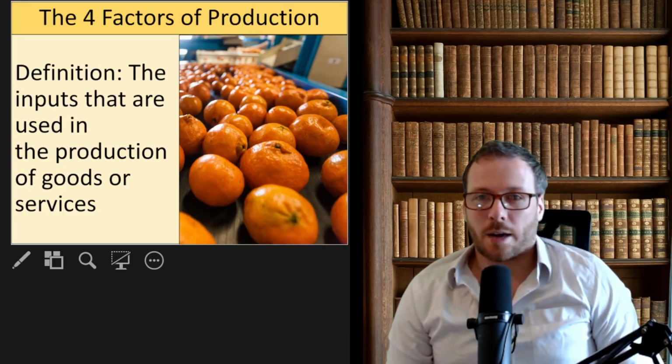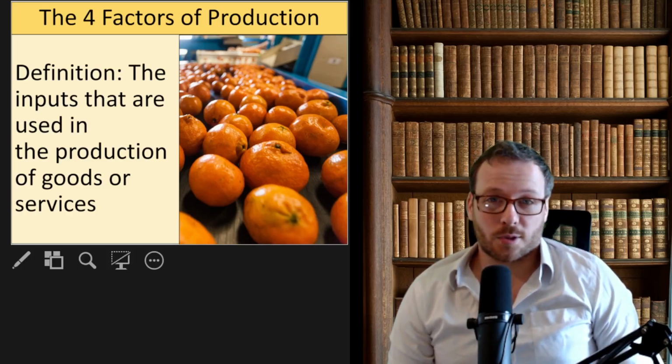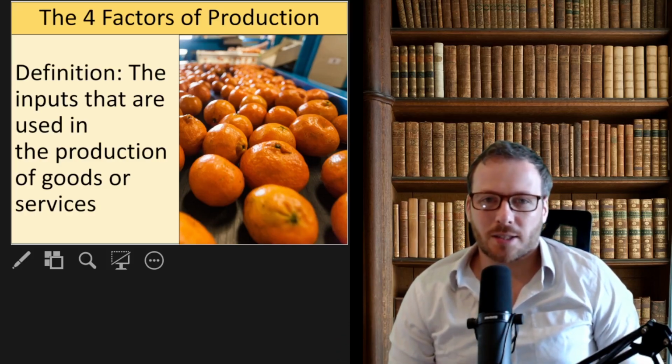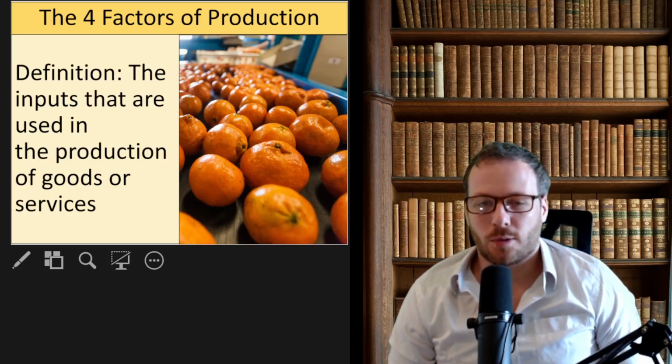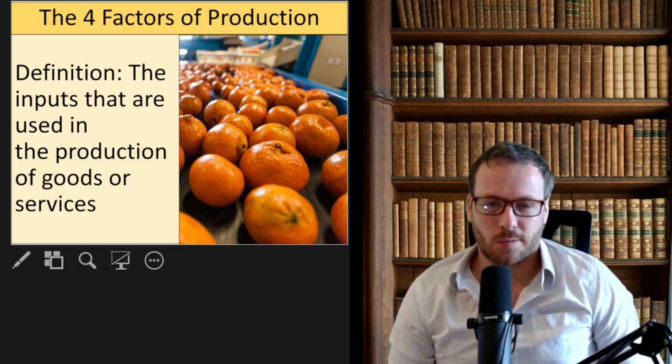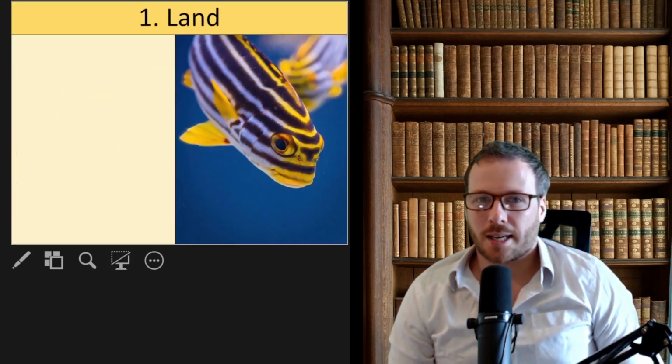Moving on. Now we're going to look at the 4 factors of production. Very, very important details here in economics. The factors of production basically show everything we use to produce goods and services. And we use these definitions all the time, and it's something you need to get to grips with for the exam. First one is land.